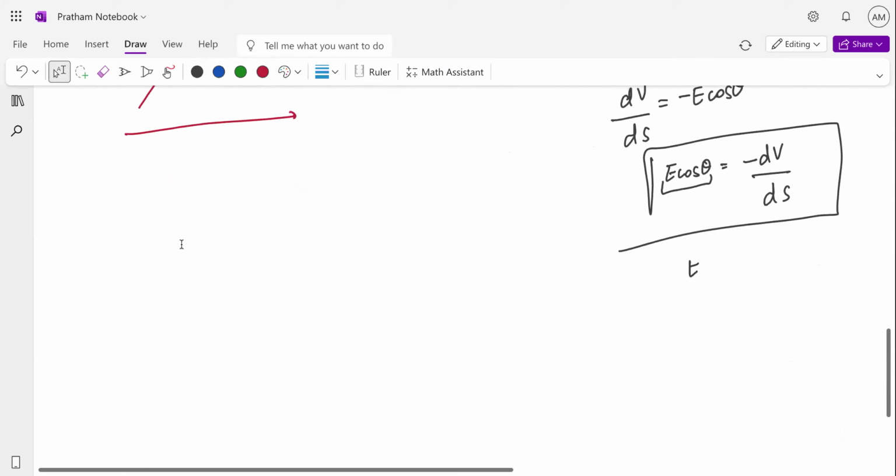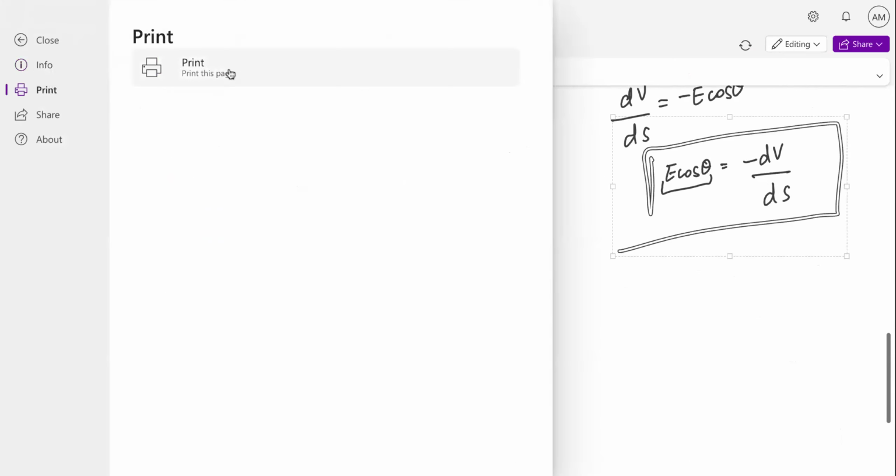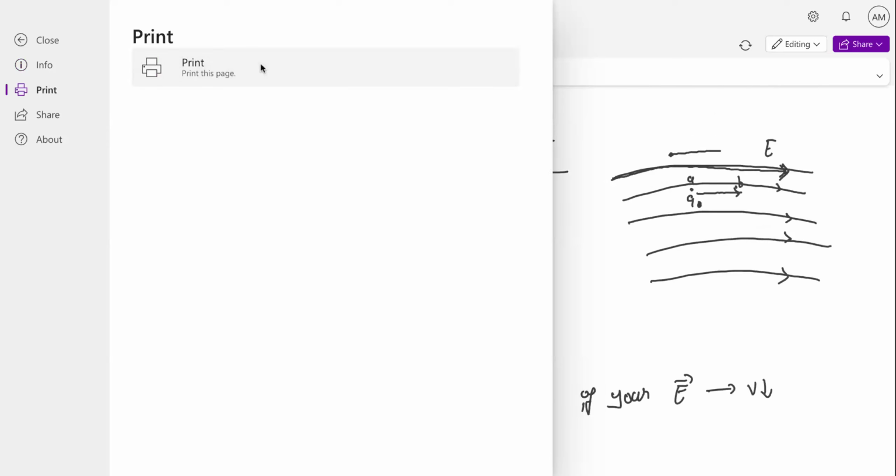Any doubt you have till now? No. Okay, I'll just try to print this. The page got cut.